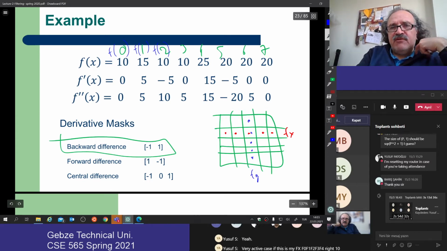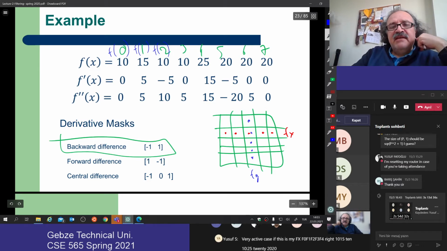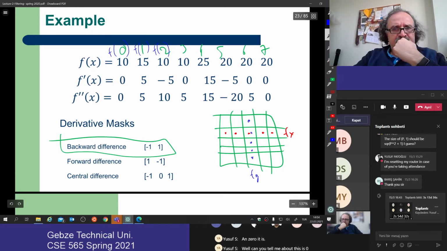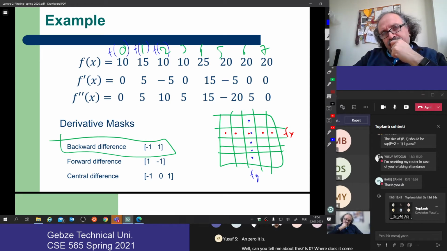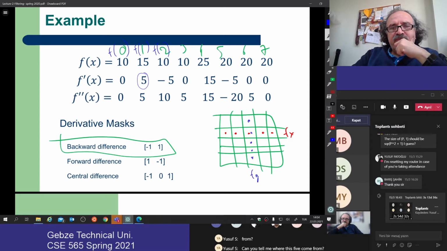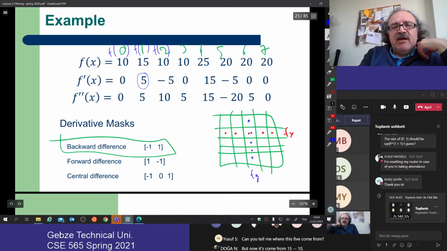If this is my f(x), f0, f1, f2, f3, f4: 10, 15, 10, 10, 25, 20, 20, 20, it goes like that. If I take the derivative of f, at 0 it is, well, can you tell me what this is? Can you tell me where this 5 comes from? It comes from 15 minus 10. How about this 0? Where does this 0 come from?